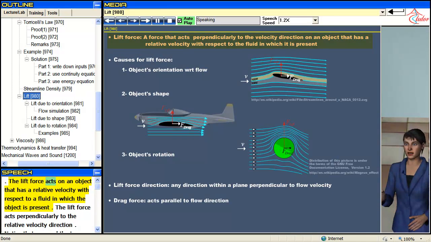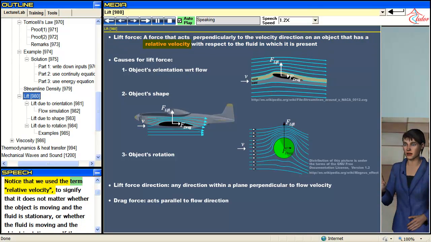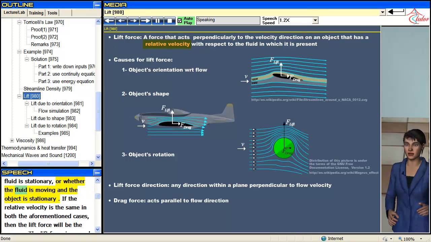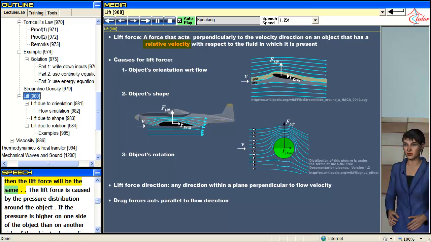The lift force acts on an object that has a relative velocity with respect to a fluid in which the object is present. The lift force acts perpendicularly to the relative velocity direction. Notice that we use the term relative velocity to signify that it does not matter whether the object is moving and the fluid is stationary, or whether the fluid is moving and the object is stationary. If the relative velocity is the same in both the aforementioned cases, then the lift force will be the same.